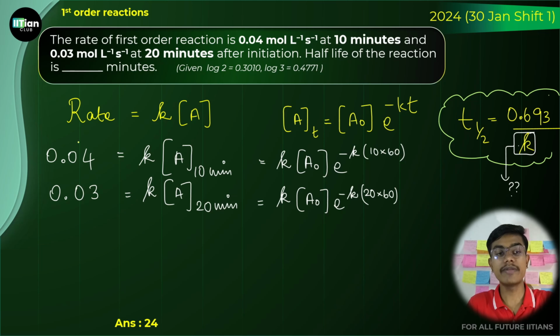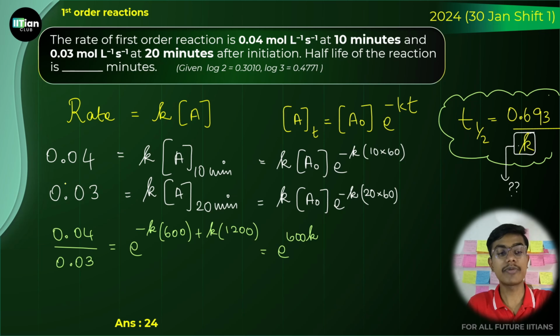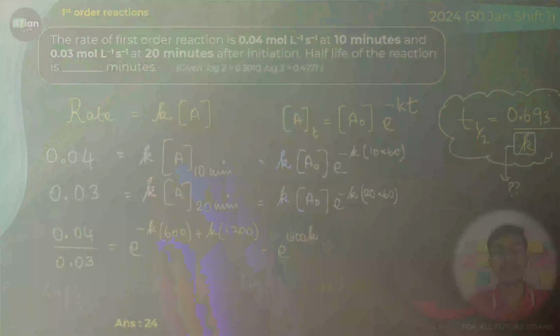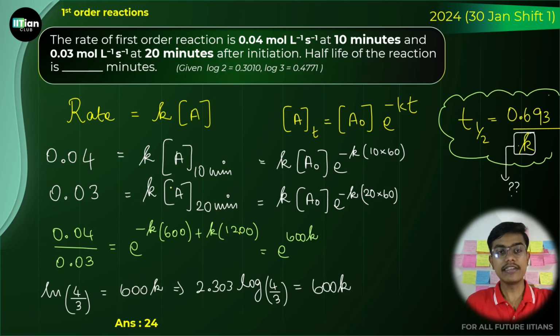Now what we'll be doing is we'll be dividing these both expressions. When we divide these expressions, we'll be able to find k easily. 0.04 divided by 0.03 equal to e to the power minus k 600 plus. Why this plus comes is when this minus k into 1200 goes to the numerator, it will become plus k into 1200. We'll be getting e to the power 600k. And when you simplify this equation by taking ln on both sides, you will be getting ln 4 by 3 is equal to 600k. ln of e to the power something is that something.